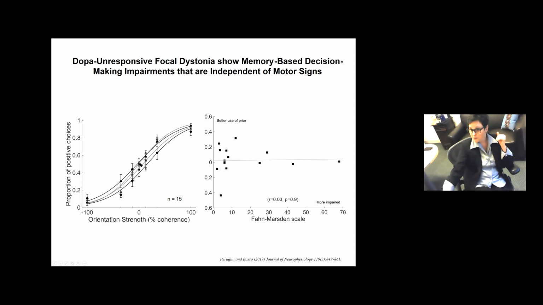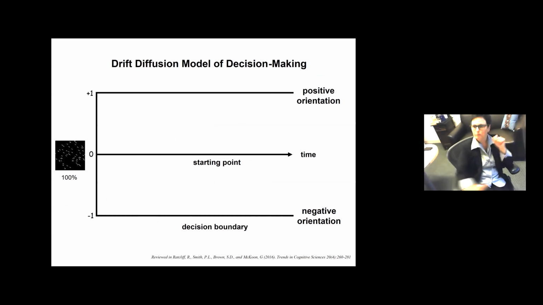And sure enough, she found the same impairment in this basal ganglia disease population. So even people with focal dopamine unresponsive dystonia are impaired at using memory information to guide their decisions. And again, it didn't correlate with their motor score. So it wasn't like they were worse if their motor symptoms were more prominent. They seemed to be dissociable.